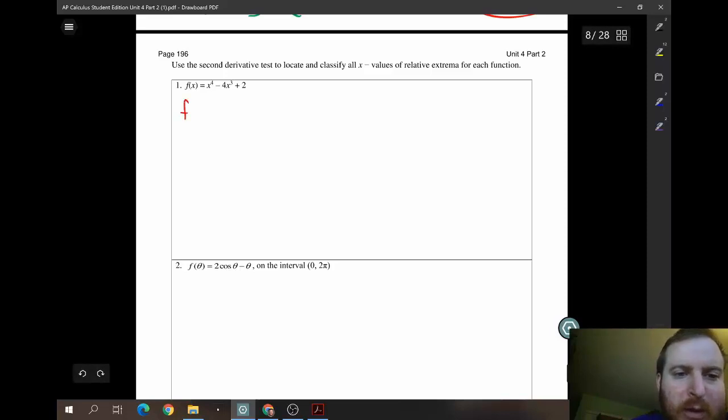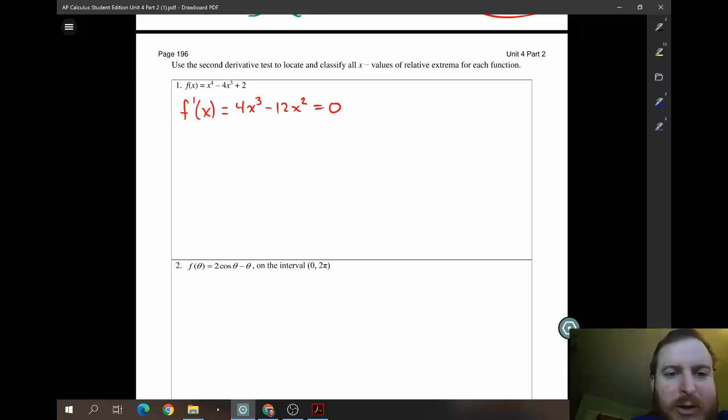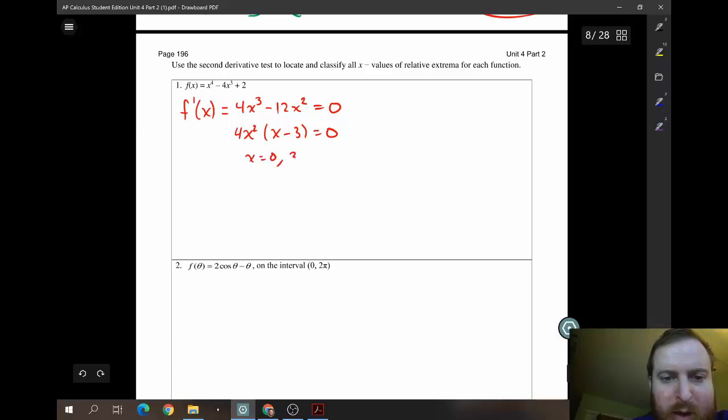So to use the second derivative test, first we take the first derivative. F prime of x equals 4x cubed minus 12x squared. We're still going to set it equal to 0. We don't have to do the D and E because there's no fraction. And factor out 4x squared. We get x minus 3. And so we have x equals 0 and 3. These are our critical points.